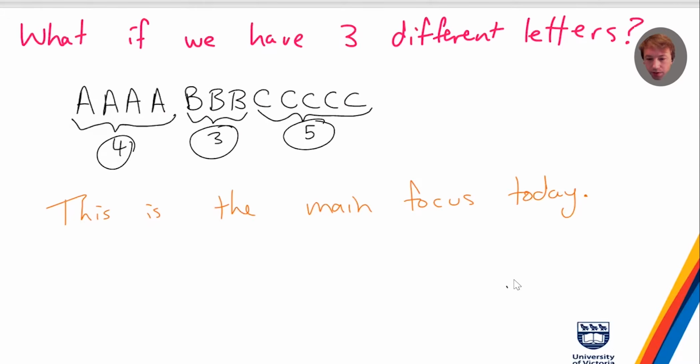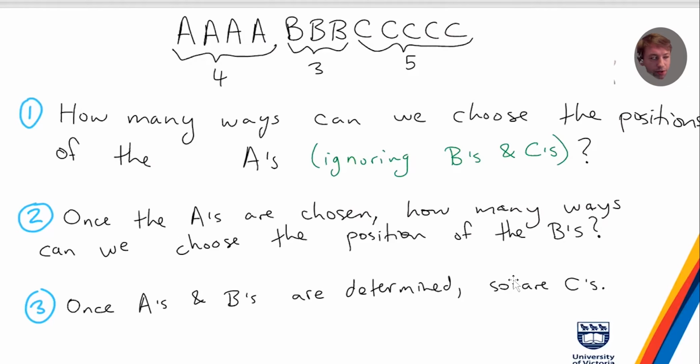So here's one way to think about this. You can think of doing it sequentially. This time we've got how many letters? 4 plus 3 plus 5, 12 letters. So there's 12 positions, the string is going to have length 12. How many ways, if we just ignore the B's and C's, can we choose where the A's go? Does anyone in the chat have an idea about that?